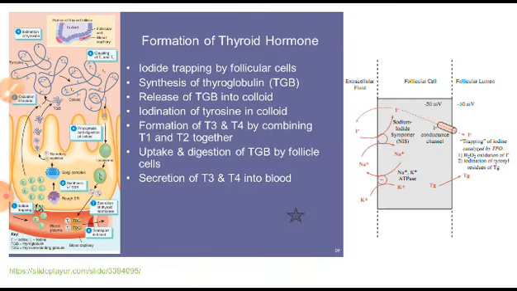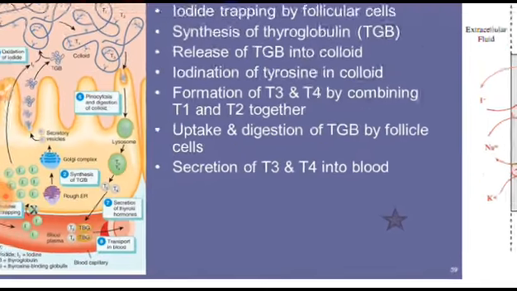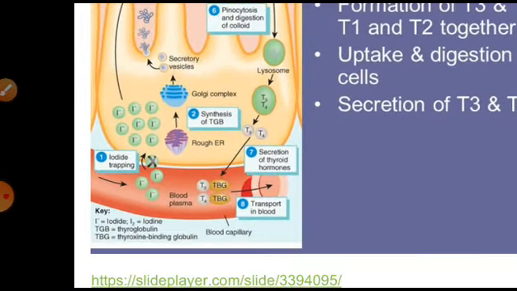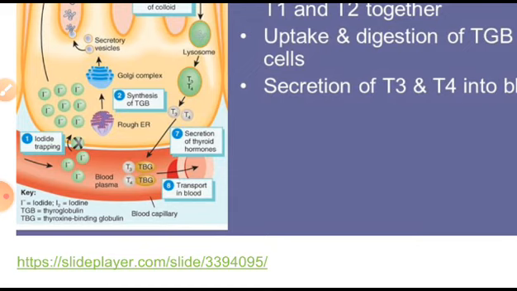Now here is another diagram. This diagram is from the book Tortora. You might have gone through this before. Here you can sequentially understand how things are happening. The first point is iodide trapping, right? Iodine ingested in the diet reaches the circulation in the form of iodide. Under normal circumstances, what is happening?